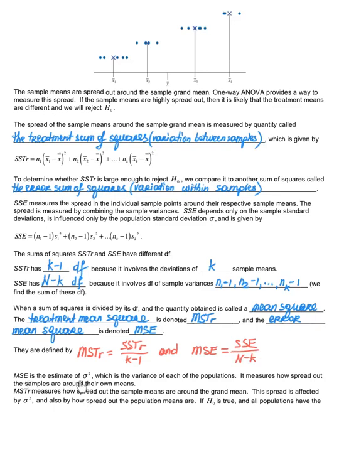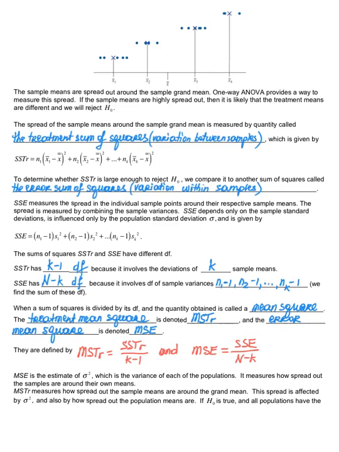MSE is the estimate of sigma squared, which is the variance of each of the populations. It measures how spread out the samples are around their own means. MSTR measures how spread out the sample means are around the grand mean x double bar. This spread is affected by population variance, and also by how spread out the population means are.